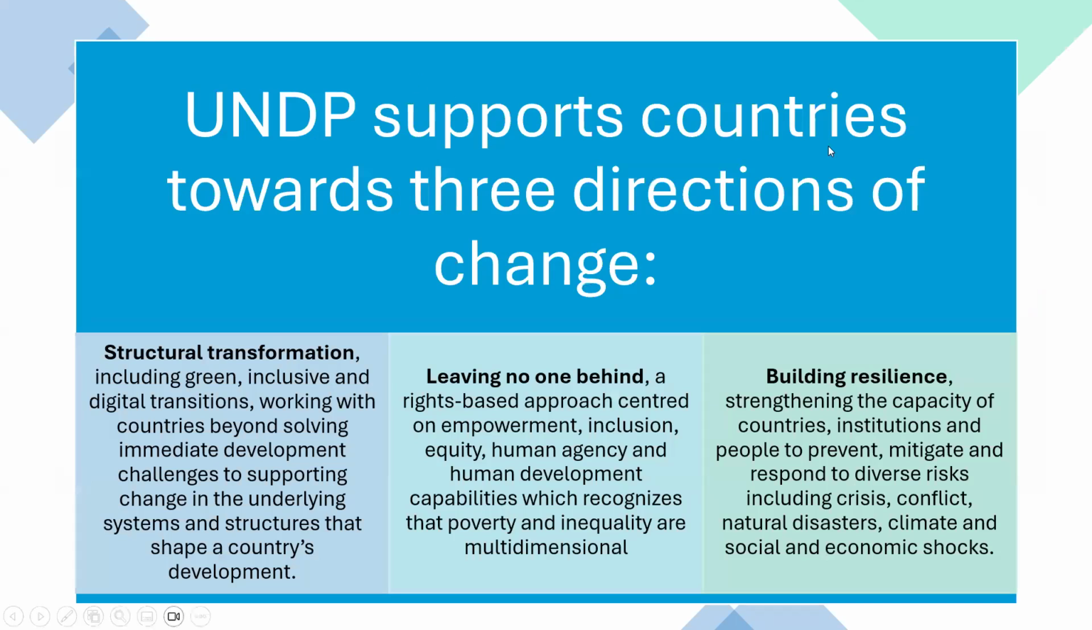So UNDP supports countries towards 3 directions of change. So these are the main 3 directions of change. Number one is the structural transformation, which includes green, inclusive, and digital transition, working with countries beyond solving immediate development challenges to supporting change in the underlying system and the structures that shape a country's development.